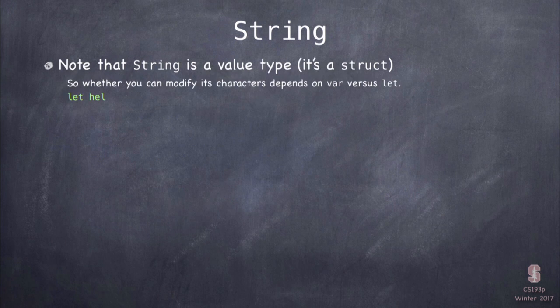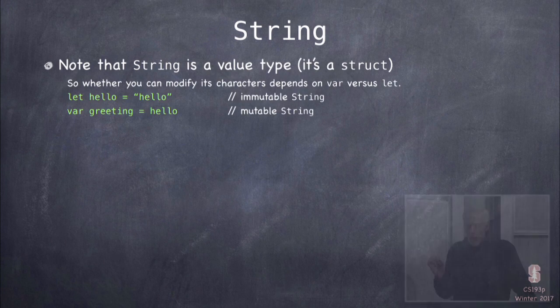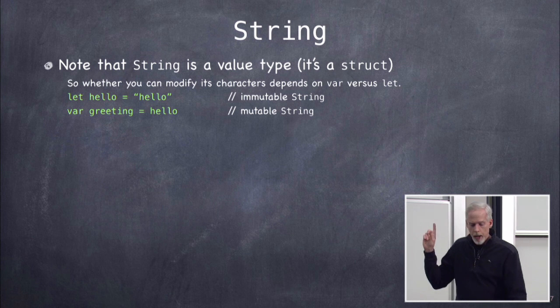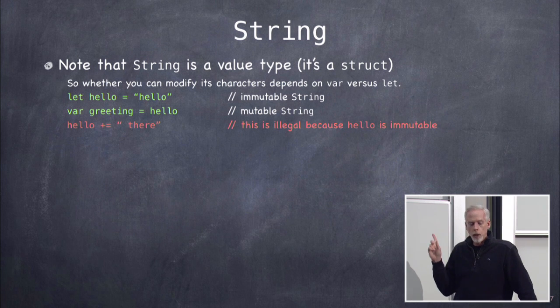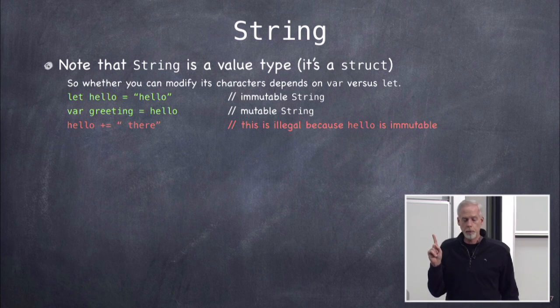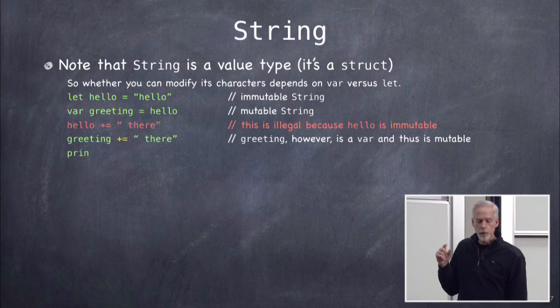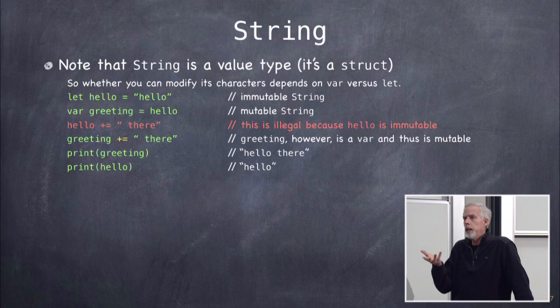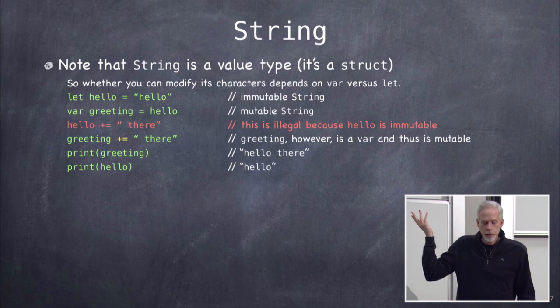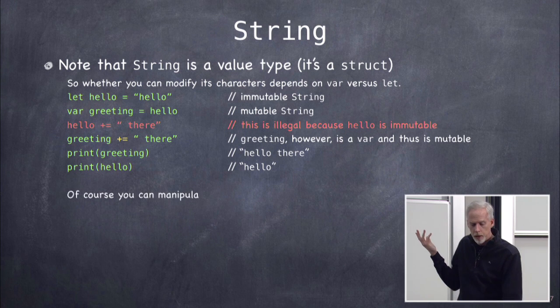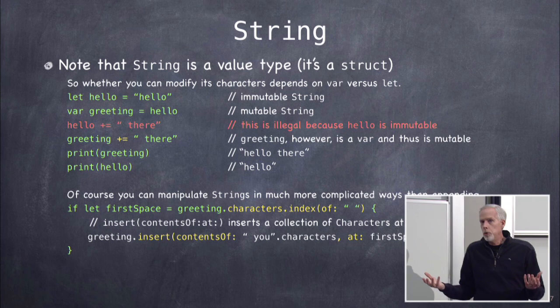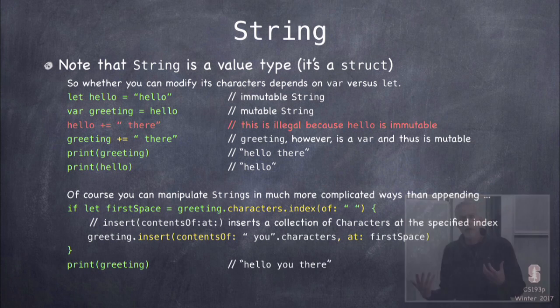Okay? Now, string is a value type. So when you do let versus var, if you do let, you cannot do things like append onto the string because it's immutable. Most strings in Swift are immutable. That makes it super high performance. But if you have a var, you can do greeting plus equals there, and so I can have hello there. Doesn't have any effect on hello, the let one, because that's immutable, right? Okay, so I can do that.